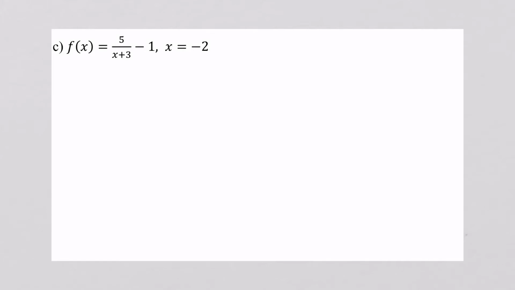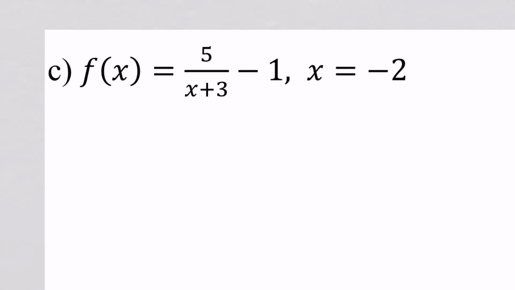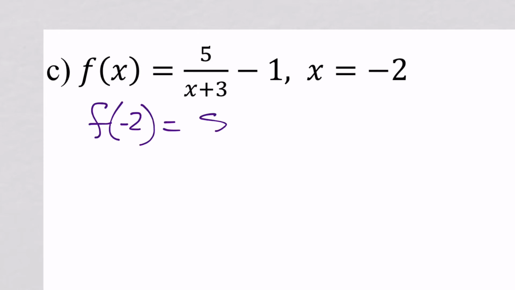All right, third problem for the night. f of x is 5 over x plus 3 minus 1. The x value we are interested in is -2, and we want to write the equation of the tangent line using our limit process. So let's find our point. We know the x value of the point is -2, so plug it in to find the y value.